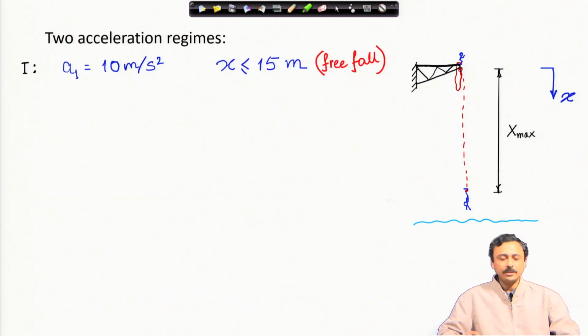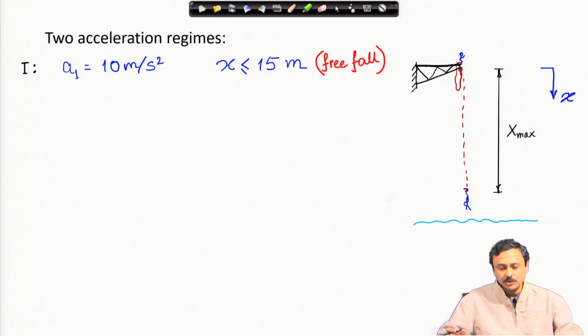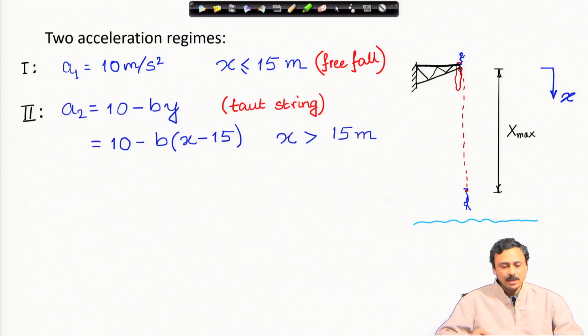Let us look at the solution. Now, there are two acceleration regimes, as you can realize. One is the free fall, when the acceleration is exactly 10 meters per second square, that is the specified acceleration due to gravity, and this happens till x is 15 meter. So, less than or equal to 15 meter it is free fall. Beyond 15 meter and up to 22 meter for this jumper, there is a second expression of acceleration, which is 10 minus b times y.